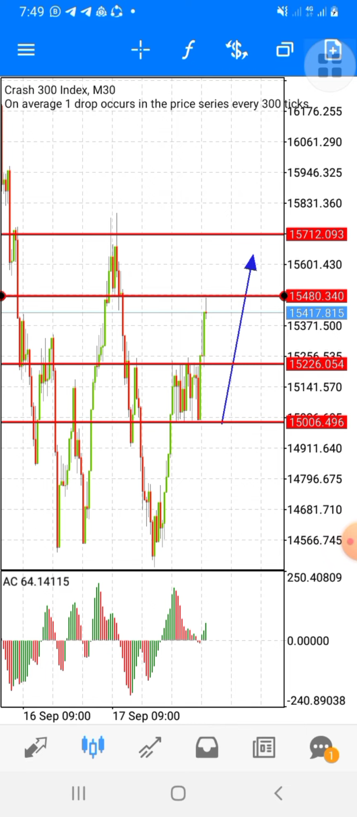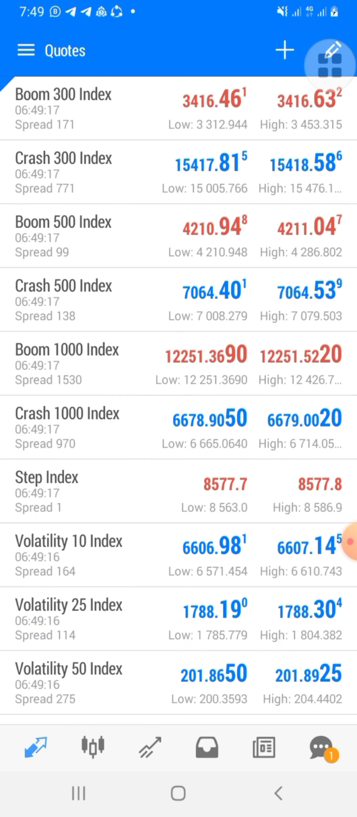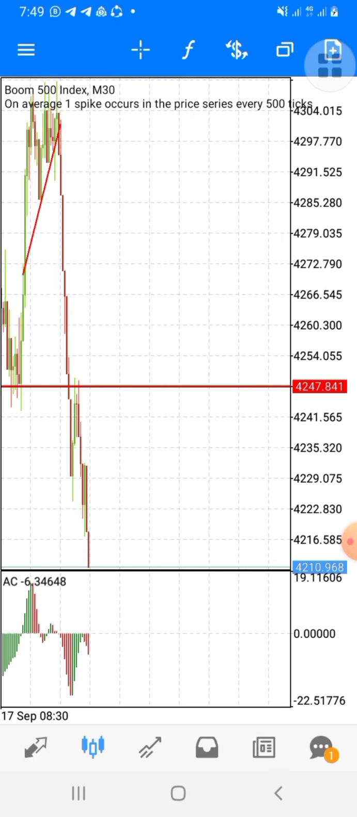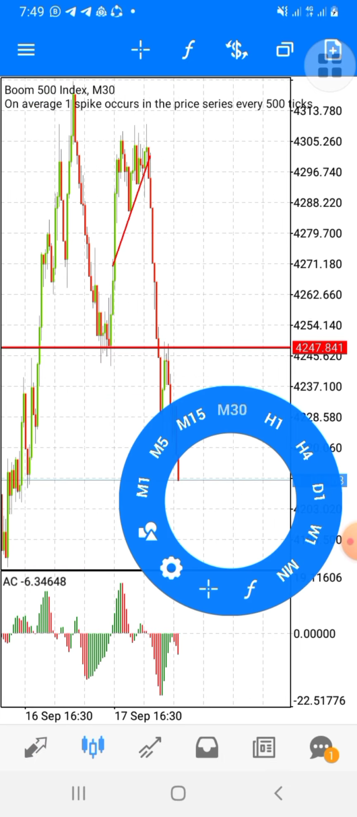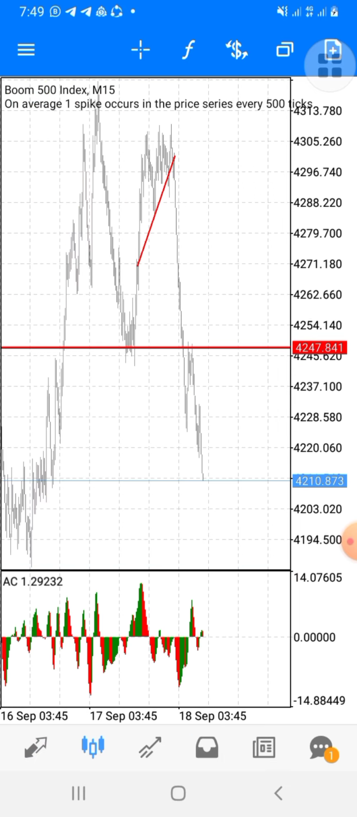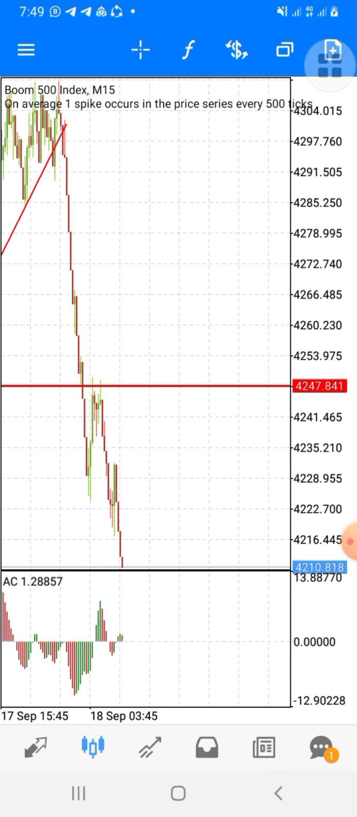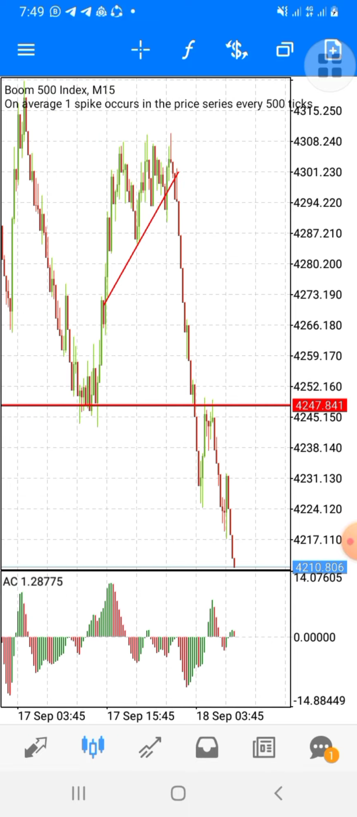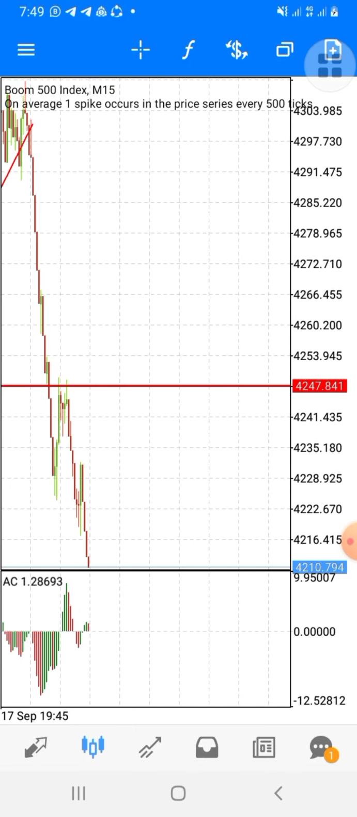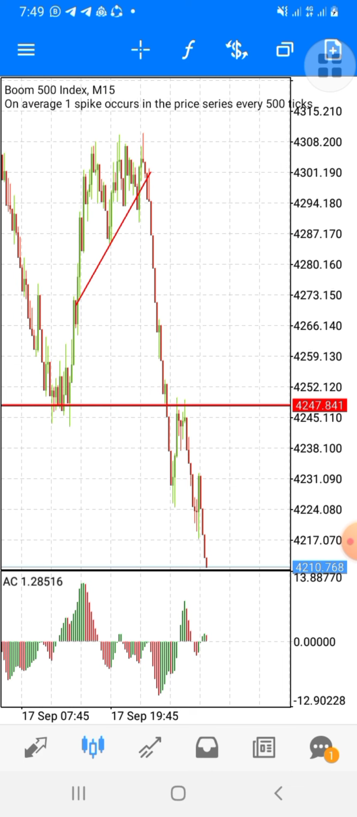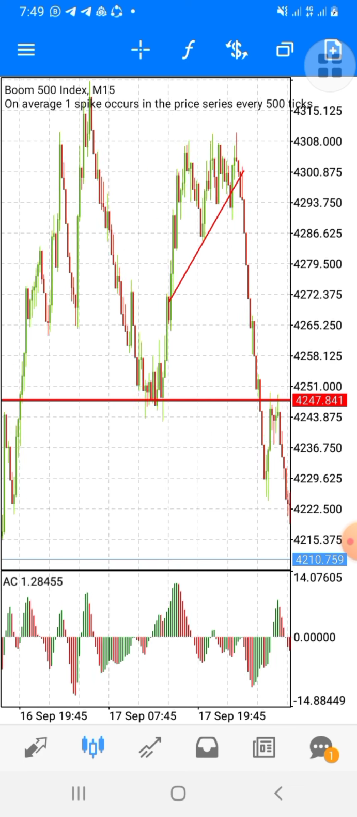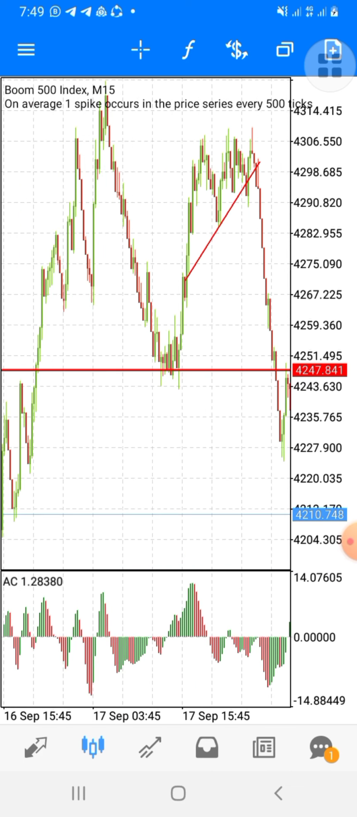Now I'm using my strategy on a time frame of 30 minutes and M15. So that's the time frame I'm using, 30 and 15. All right, now what am I looking at first? I want to check my charts and see what the trend is looking like.